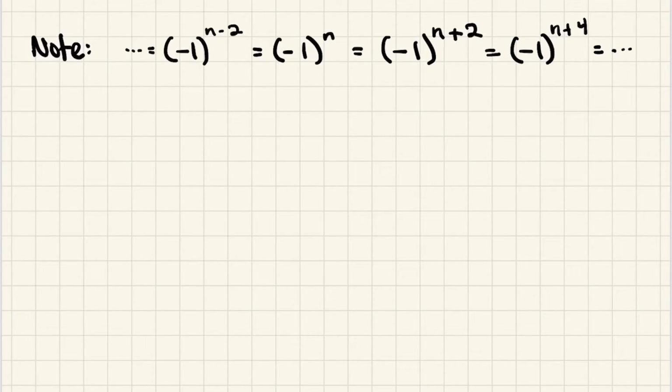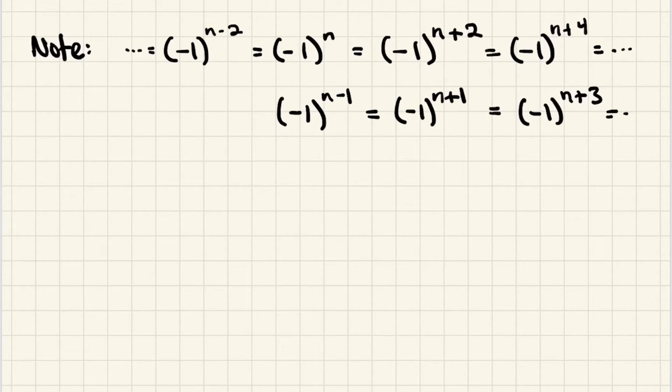Okay, so like negative 1 to, let's just let n be 6. So negative 1 to the 6, which is positive 1, is the same thing as negative 1 to the 8, which is the same thing as negative 1 to the 10, etc. Okay, then you have the other family where you're offset by 1. So you have those two that are the same, as we've discussed. But you also have something like this. Again, when n is equal to 6, you have negative 1 to the 5, which is equal to negative 1 to the 7, etc.